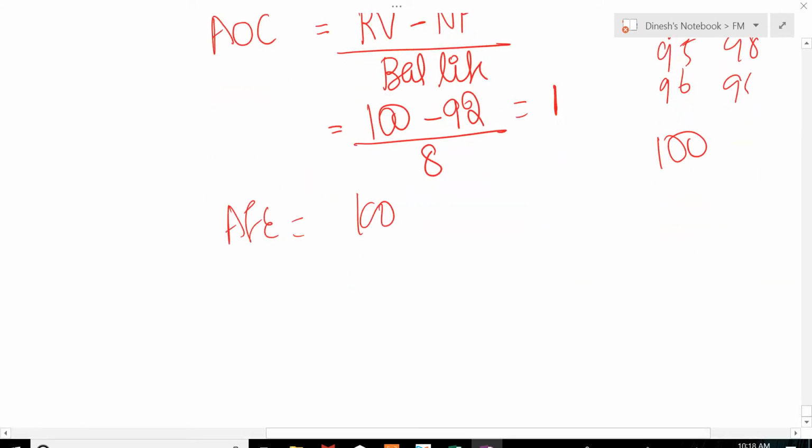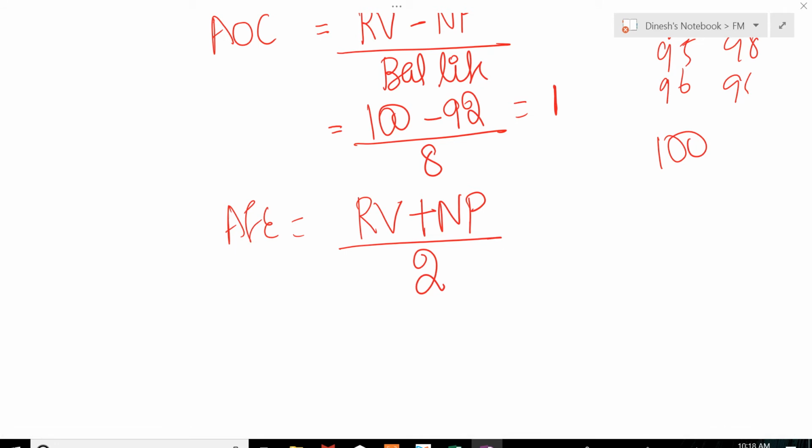Okay, you first write the formula once. What is the formula? Redemption value plus net proceeds by 2. Average. What do we get? 96. Now we are going to use this in the formula and get the cost of debt. Any doubts on this?